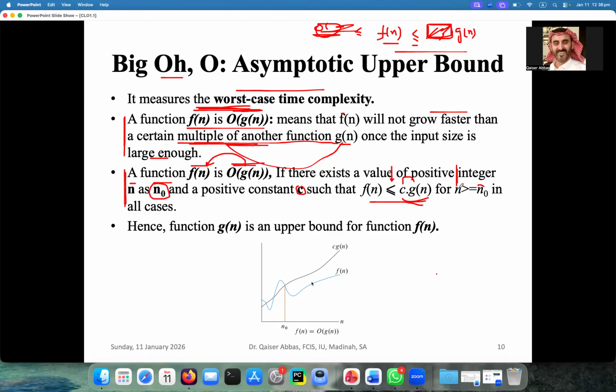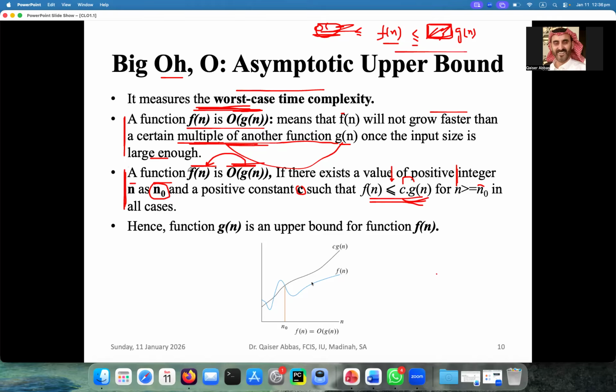If for all n, whatever number you take greater than or equal to n0, this equation holds, only then you can say that f of n is equal to order of g of n. Do you have the understanding of this statement mathematically? What is this statement saying? Is there anybody who has not understood it yet?